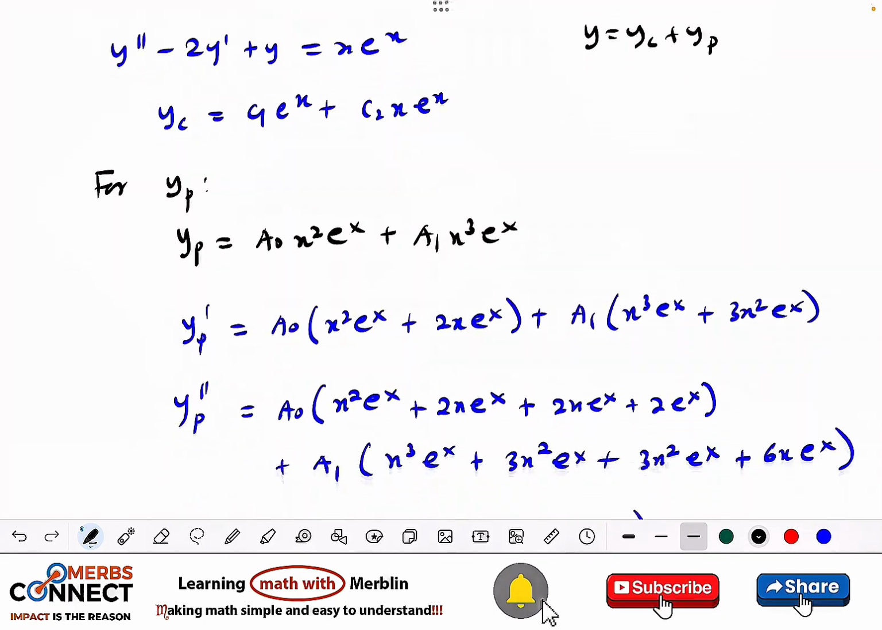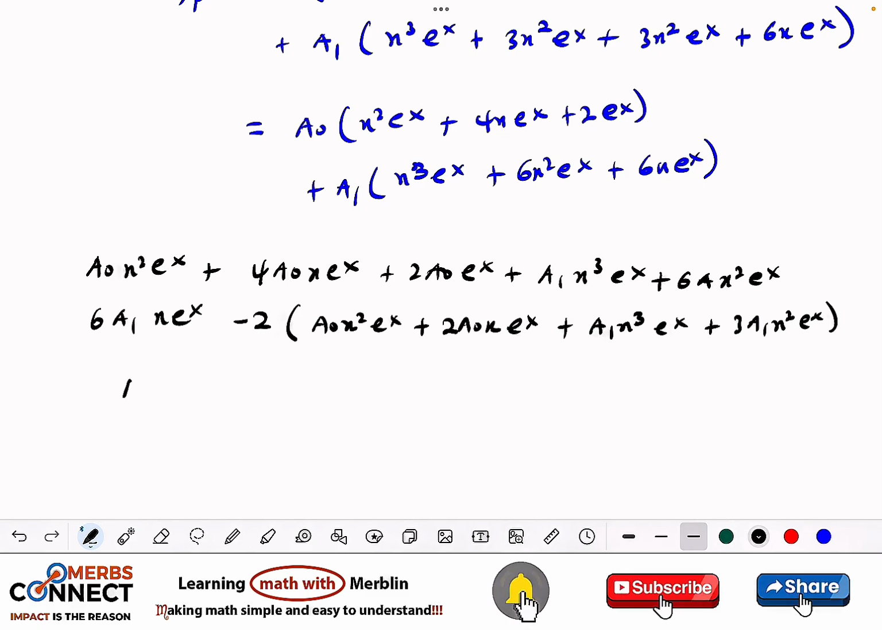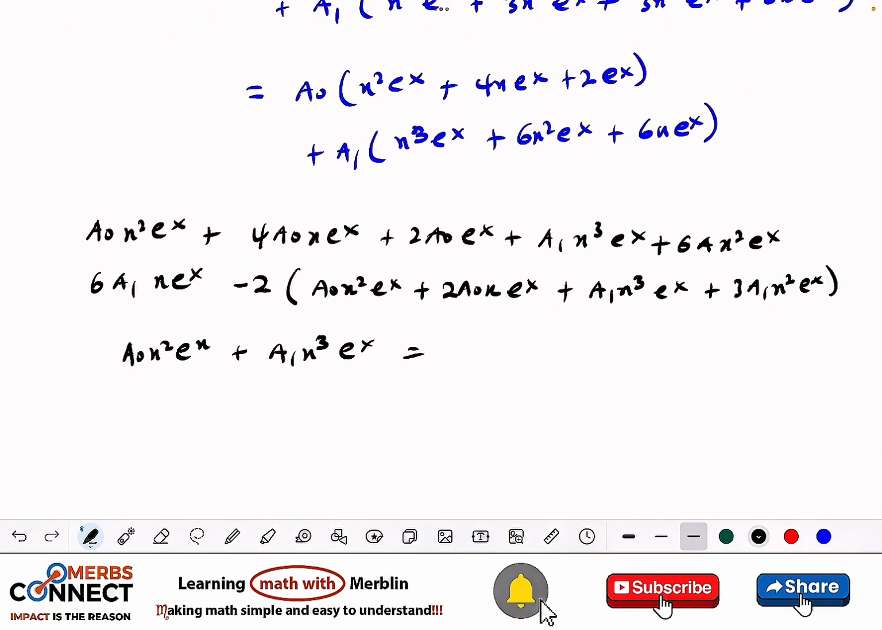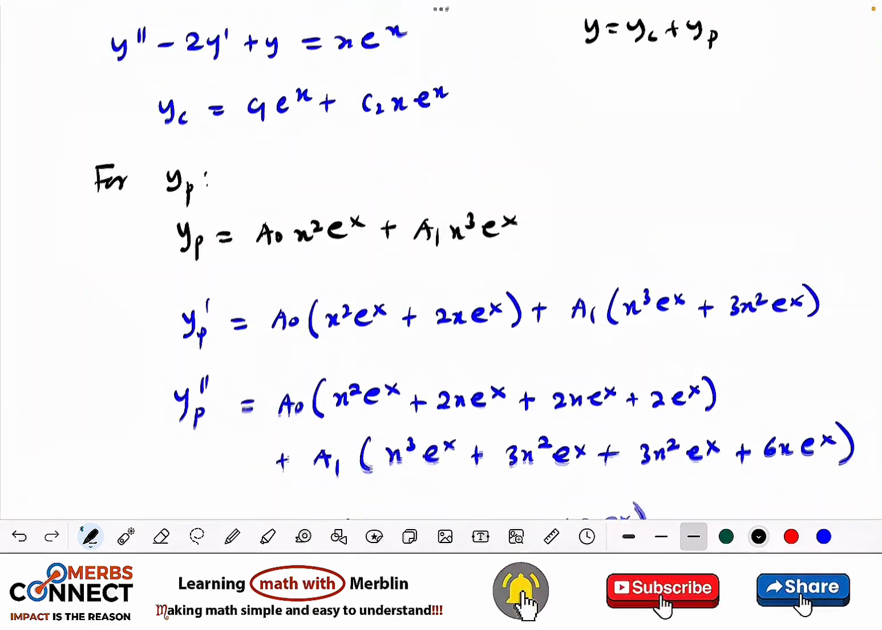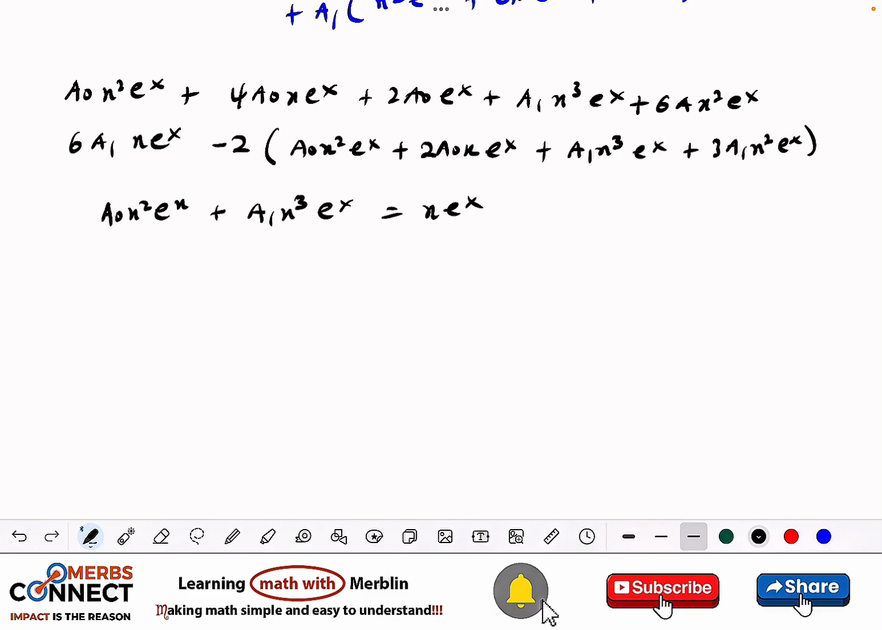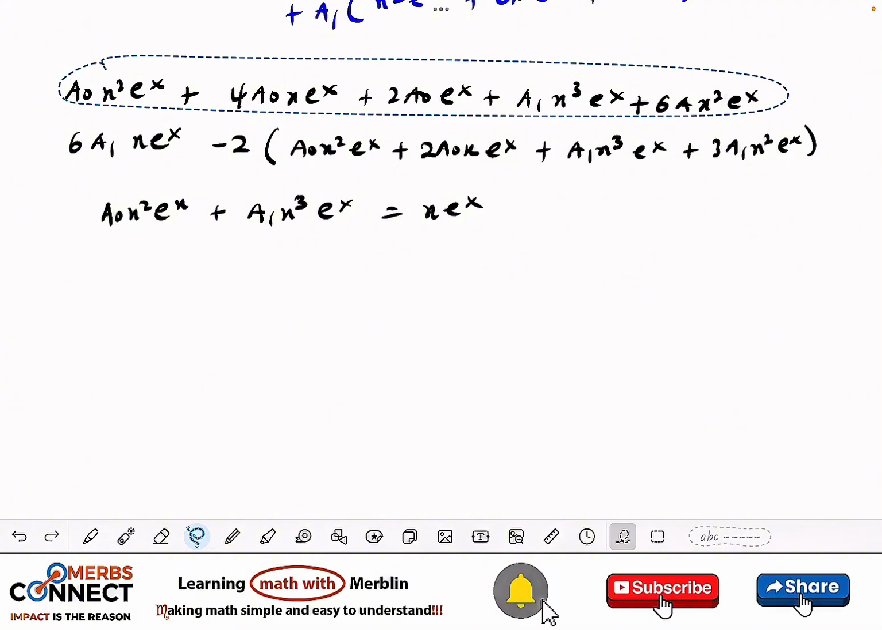Then plus y. So this is y here. So y is a naught x squared e to the power x plus a1 x cubed e to the power x. Is that right? And the whole of this should be equal to e to the power x. So now we expand, then we cancel. A lot of work. So what I'm going to do here is I'm going to write everything here again. So I want to copy it. So I'll copy it and paste.